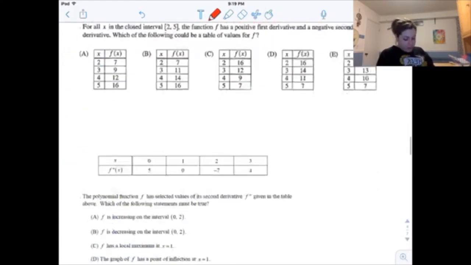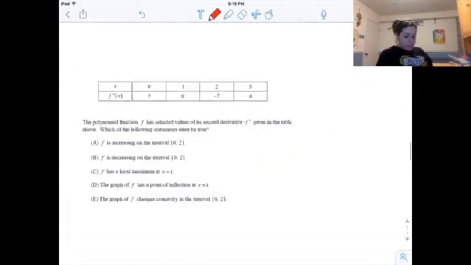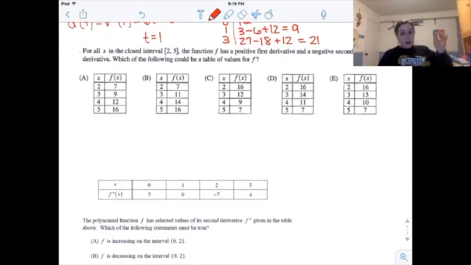Okay, we've got a couple more of these, and then we're going to talk about approximating.